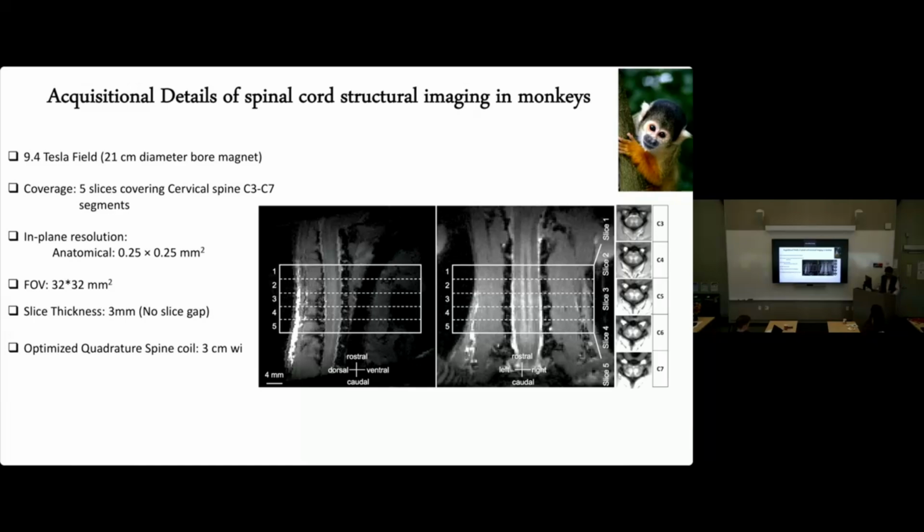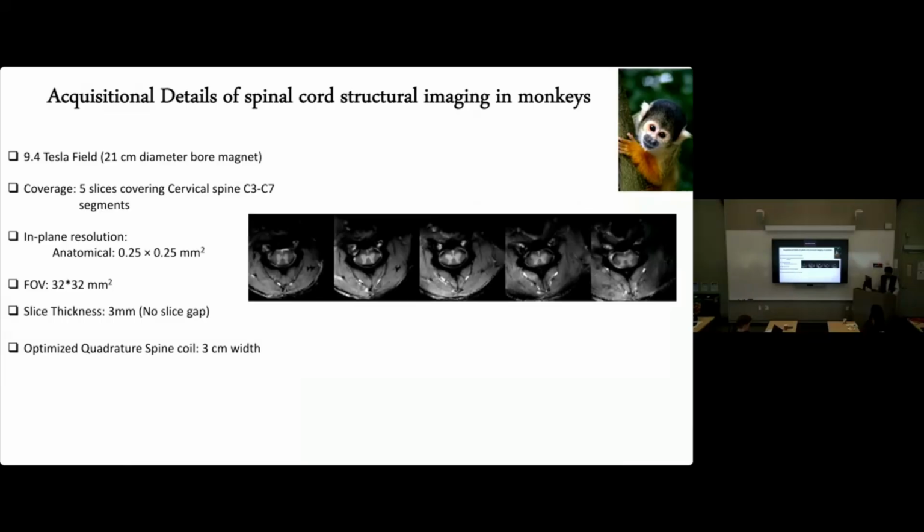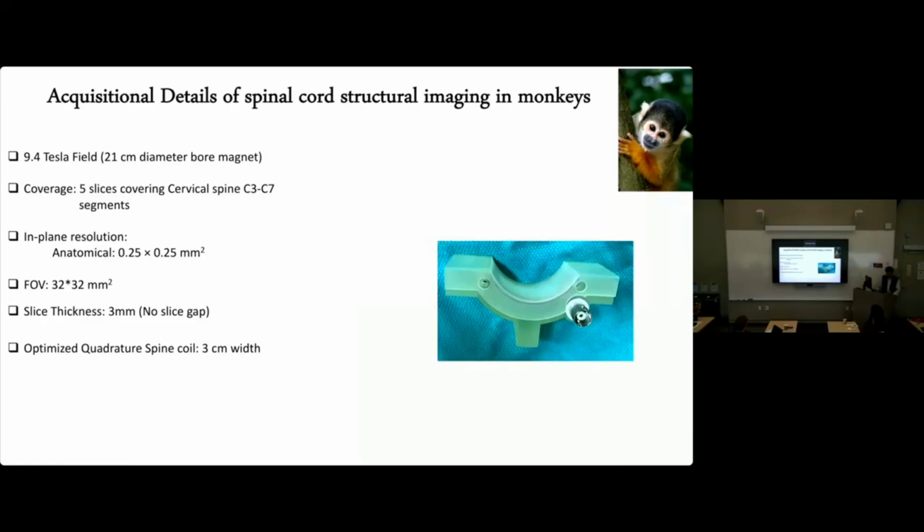Oh, I forgot. So this is the acquisition from the different spinal segments, and we acquire these anatomical scans with a resolution of 0.25. And this is the image of the specialized quadrature spinal cord coil.